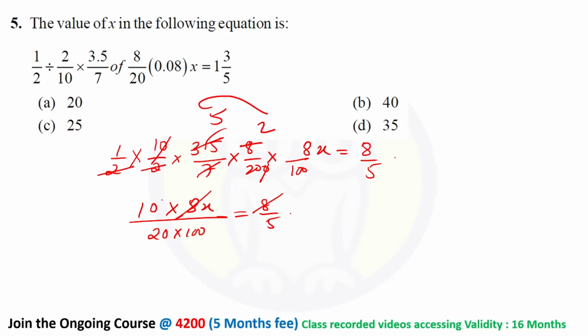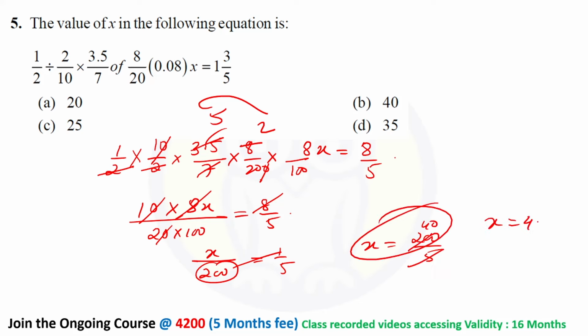x by 200 is equals to 1 by 5, so x is equals to 200 by 5. Option is correct answer.